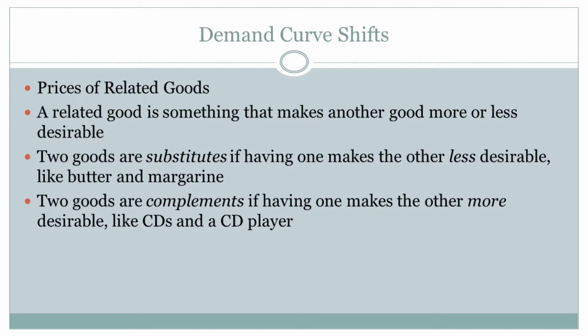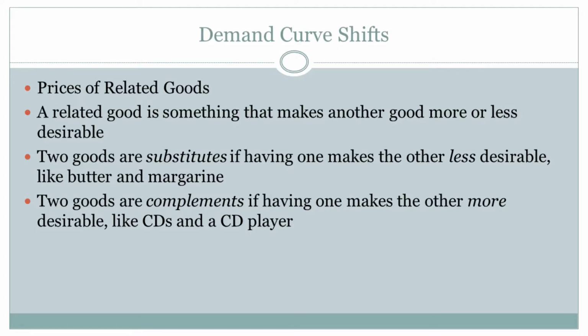But it could shift the demand or supply curve for other goods, right? Because for those other goods, their demand curve is a relationship between their price and quantity demanded. They're not a relationship between this price and quantity demanded. So when you see a price change in one good, you can see a demand shift in another good. We have two different ways this can happen.